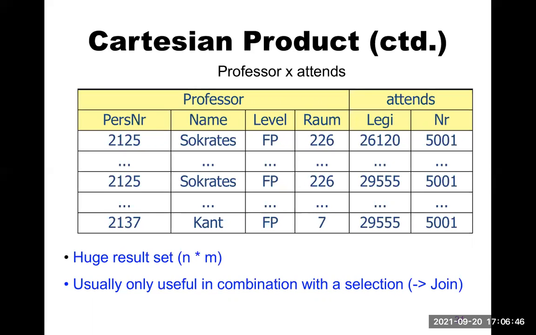Let's build a Cartesian product for professor and attendance. We have professor and attendance, and professor and attendance are completely different things. Attendance is about lecture attendance, and professor is about professors. All the combinations of every attendance record and professor. So Socrates with some attendance record. Socrates with another attendance record. Kant with another, and so on. So that's quite a huge result set.